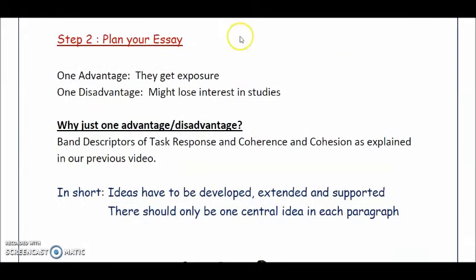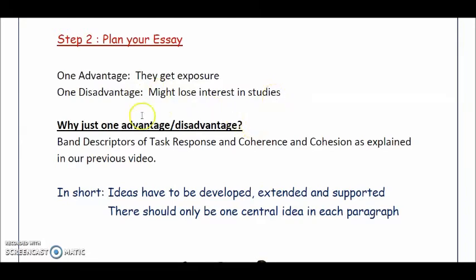So the next step is to plan our essay. Never start writing anything before planning your essay. It is really important to save your time and for you to not get distracted and write irrelevant things. So what we are going to do is we are going to think about one advantage and one disadvantage, since that is our task. So the advantage is they will get exposure, of course, if they move out and they go to a separate country or they work for a year before they join university, they will get a good exposure to the practical world. Whereas the disadvantage could be that they might lose interest in studies.